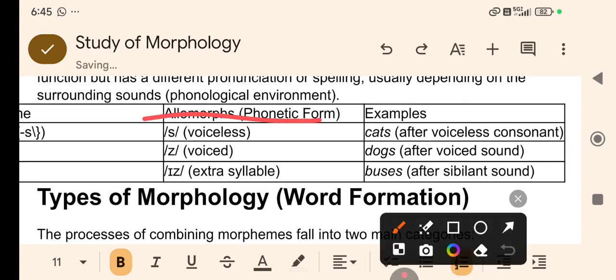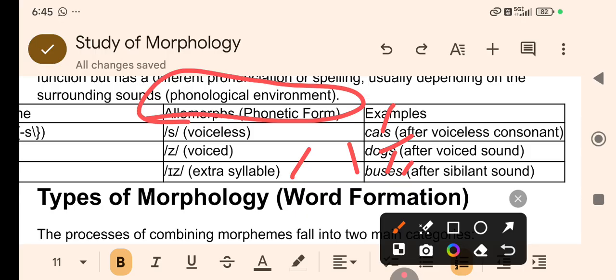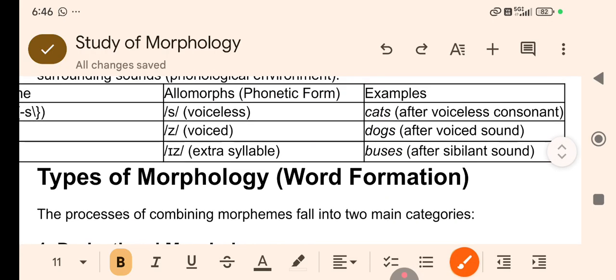And what is the phonological environment? That is the sounds before and after. For example, here before s, t is there; here before s, g is there; and here before s there is an e. That's why the sound changes, and the voiced or voiceless sound of s comes because of the phonological environment. And these are called allomorphs, right? So that is the allomorph.